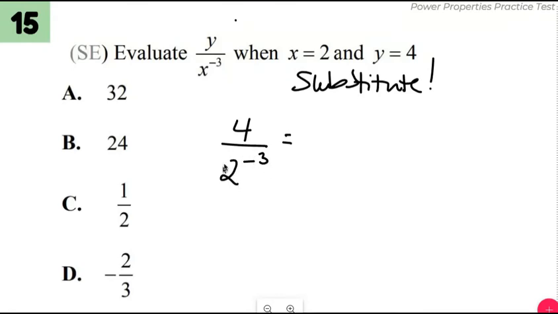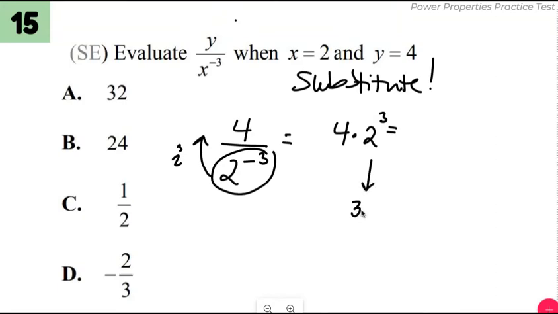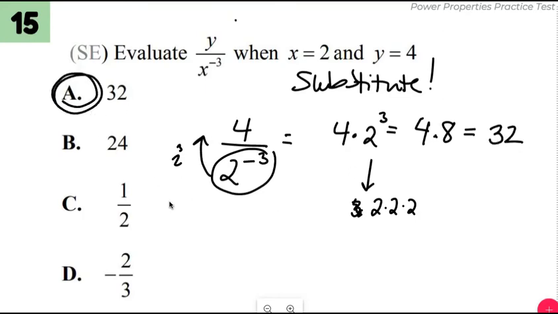I don't really want anything with a negative exponent. So I'm going to take this piece, I'm going to move it up top and make it 2 to the 3rd power. Take that negative, make it positive, and move it. So I get 4 times 2 to the 3rd power. 2 to the 3rd power is 2 times 2 times 2. So really I have 4 times 8. That equals 32. My answer is A.